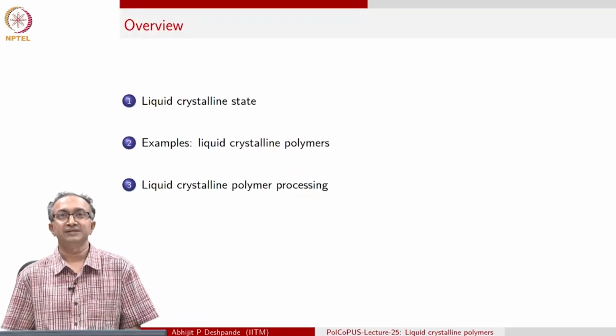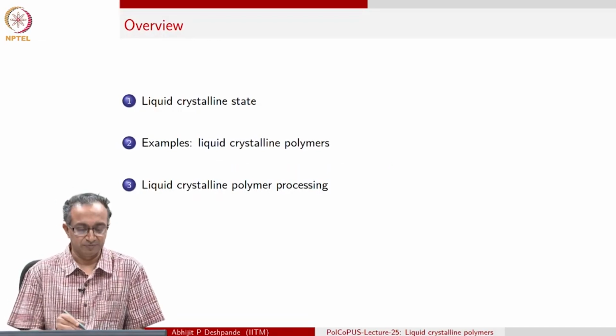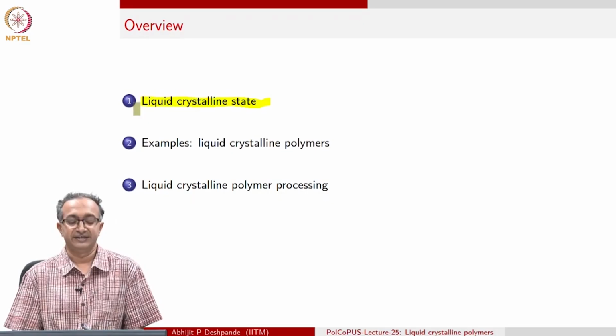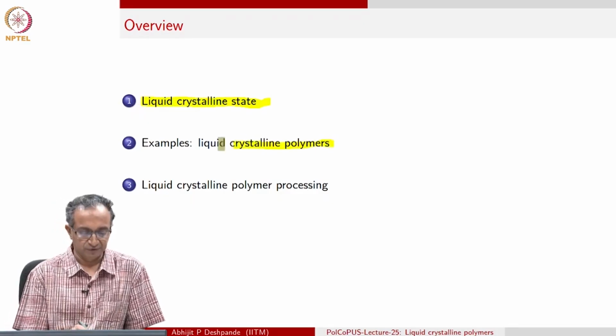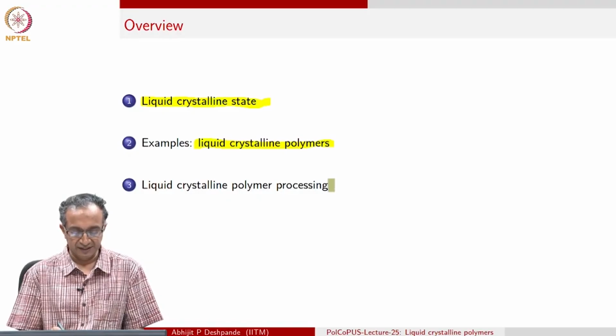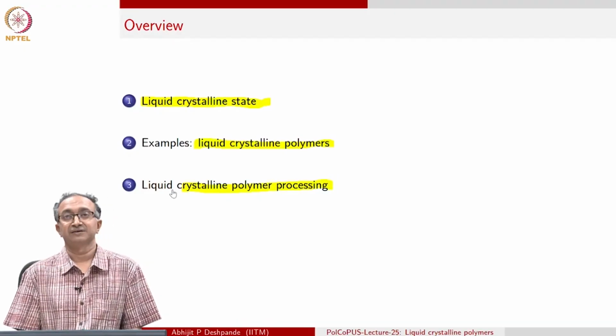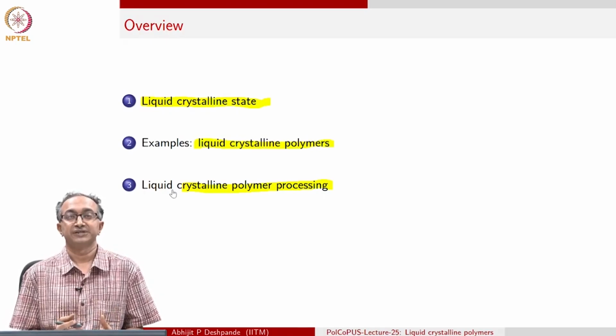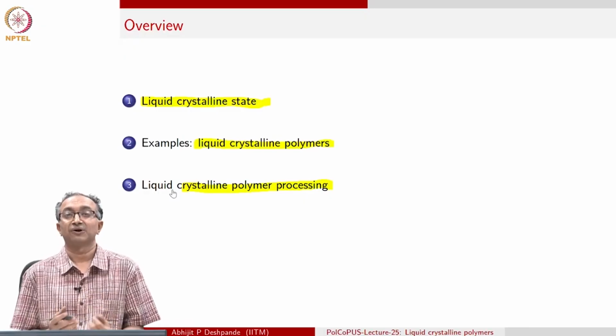So, we will look at these liquid crystalline polymers, but by first looking at what is meant by the liquid crystalline state, and then look at a few examples of some commercial materials and what gives them liquid crystallinity. And in the end we will also see, given that we have rod-like segments in liquid crystalline polymers, how that can be exploited in polymer processing to orient the rod-like segments.